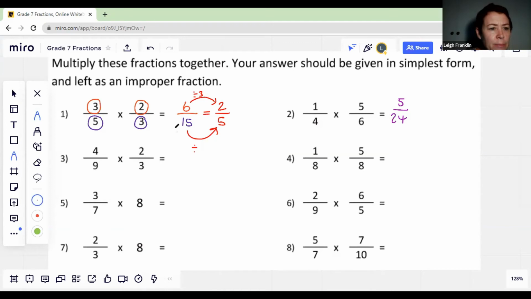I want to give everybody a chance to be able to speak here. Okay, Mapalo, I'm going to ask you, what did you get for number 3? 8 over 27. Very good. Well done. So at the top, 4 times 2 is 8. 9 times 3 is 27.